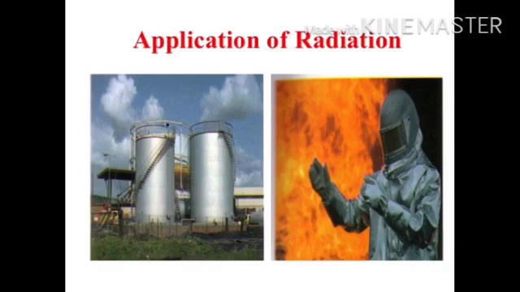You see the container that is silver colored, which is basically in a nuclear power plant. So they are silver colored, and the fire suits are also silver colored to prevent radiation. Silver color is a bad radiator.